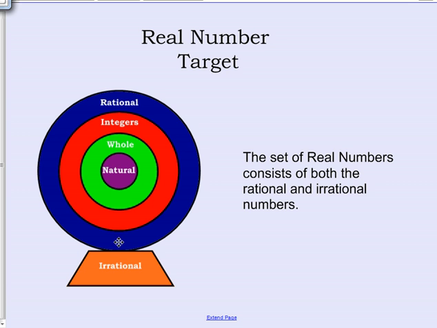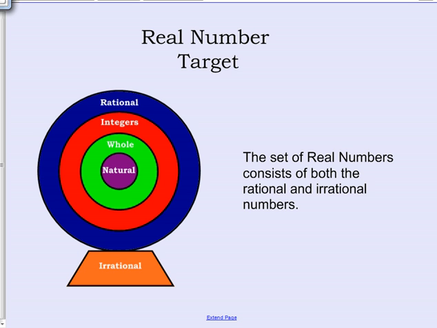So we have two main categories in real numbers. We have rational numbers and we have irrational numbers. Irrational numbers are kind of on their own. That's why it's the base of our target. Whereas rational numbers include integers, whole numbers, and natural numbers. All right, so we are going to start with the smallest and work our way out.